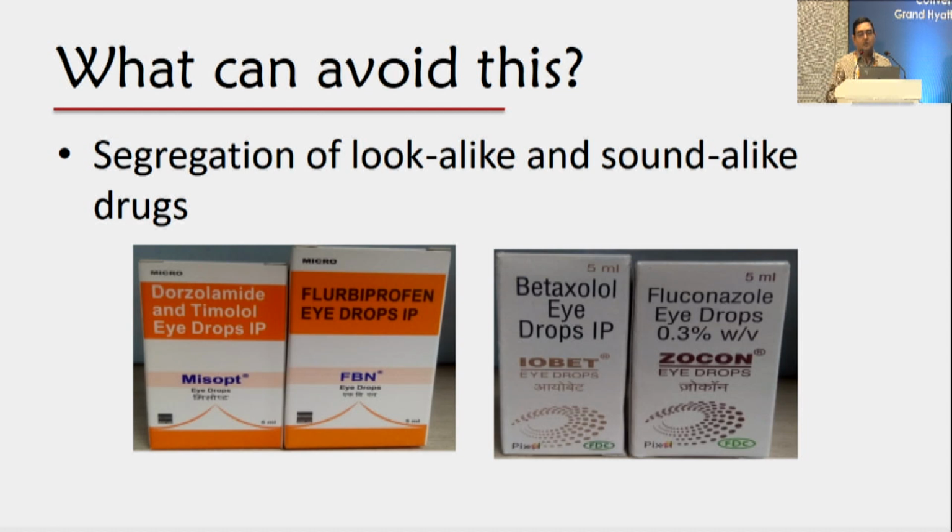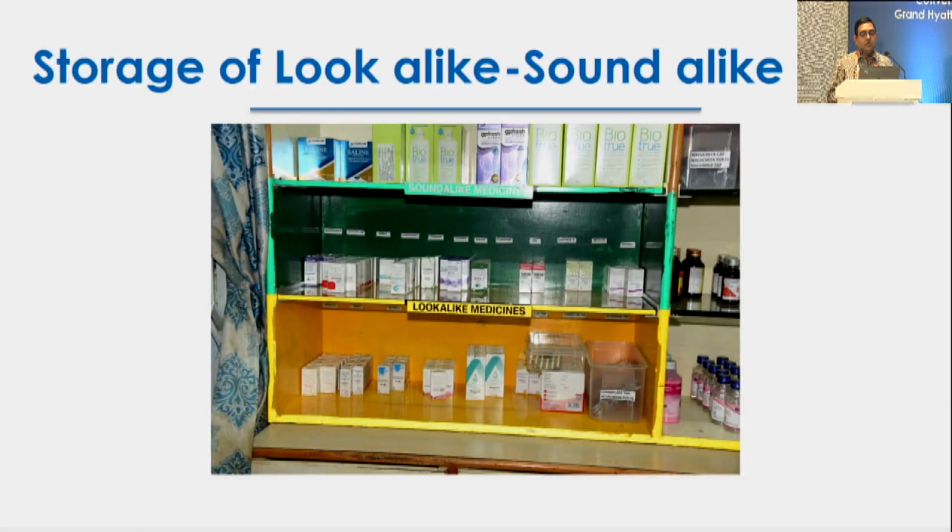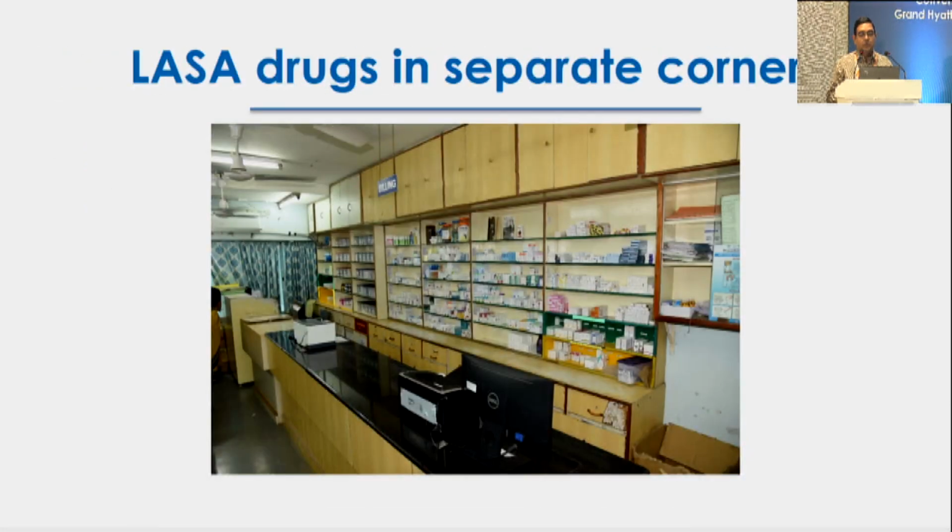So these are all the instances of a look-alike, sound-alike mistake that could happen. So we need to segregate these into two shelves, with color coding in the cupboards and a label that they are look-alike and sound-alike medications. And they are best kept at the two ends of the pharmacy. Like you can see here, it's at one end and the other one is at the other end, so that there is no mistake in taking it.